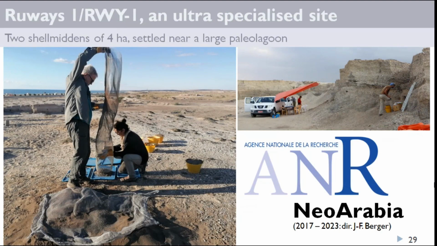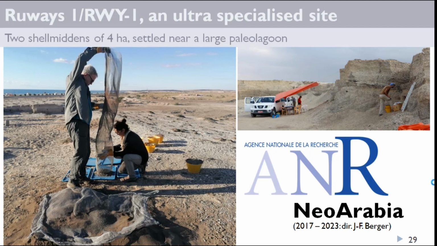Voilà. So Ras al-Hamra 6, as you see in the results, is a kind of site which presents a very diverse kind of exploitation. Many environments were exploited. But with the site of Ruways 1, I would like to present you the opposite, if I can say, an ultra specialized site. This site was excavated during all the time of my PhD thanks to the project Neo Arabia, directed by Jean-François Berger from the University of Lyon and the CNRS, and so I went to the site and participated in the excavation.